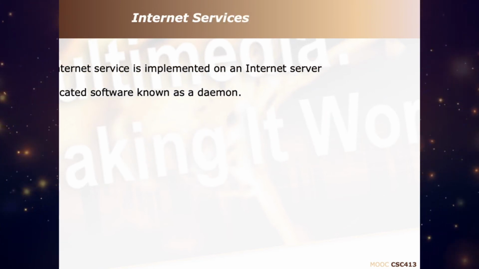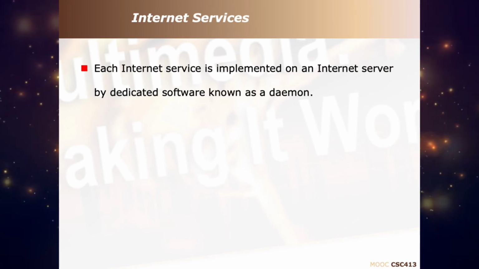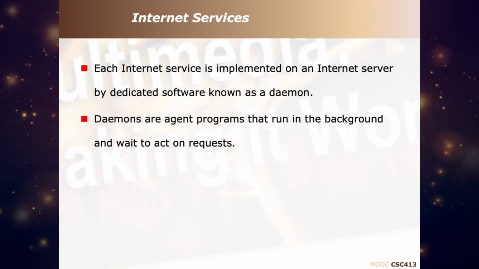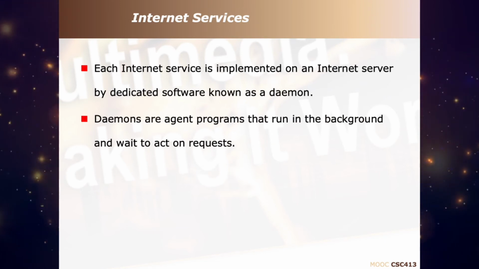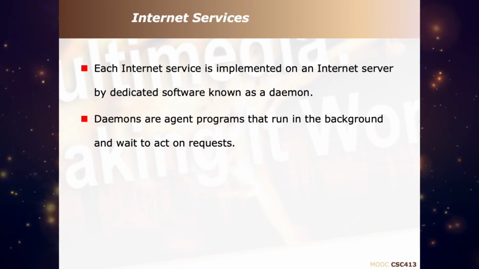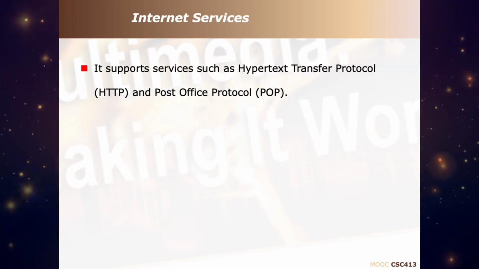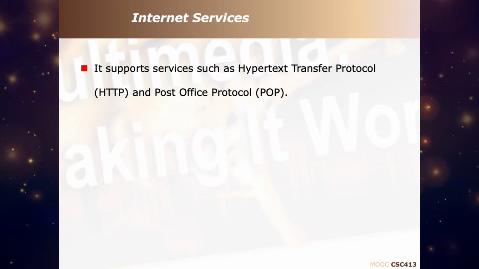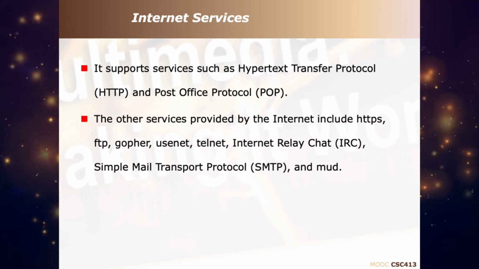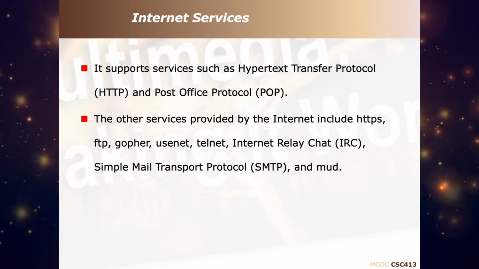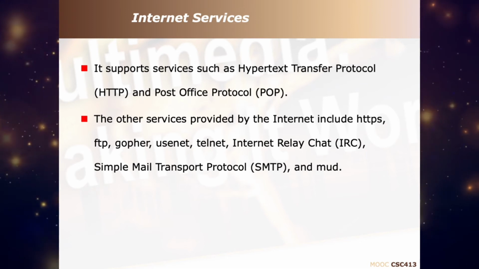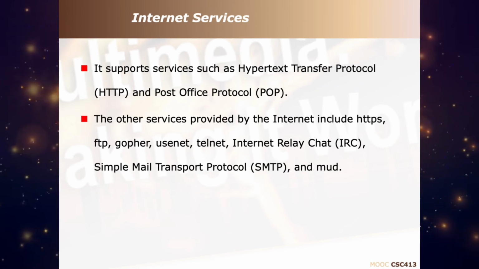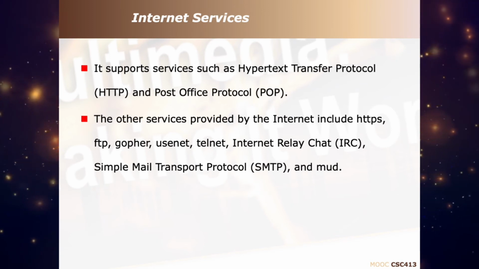Internet services. Each internet service is implemented on an internet server by dedicated software known as a daemon. Daemons are agent programs that run in the background and wait to act on requests. It supports services such as Hypertext Transfer Protocol (HTTP) and Post Office Protocol (POP). The other services provided by the Internet include HTTPS, FTP, Gopher, Usenet, Telnet, Internet Relay Chat, IRC, Simple Mail Transport Protocol, SMTP, and MIME.